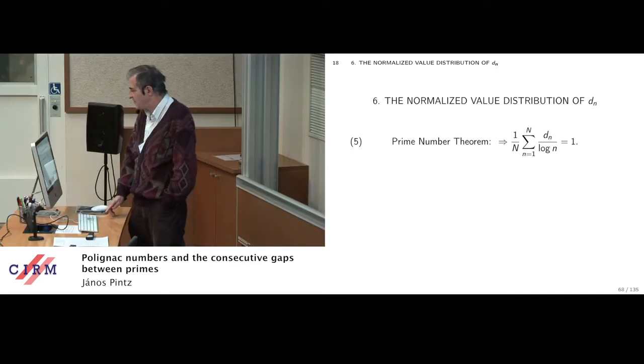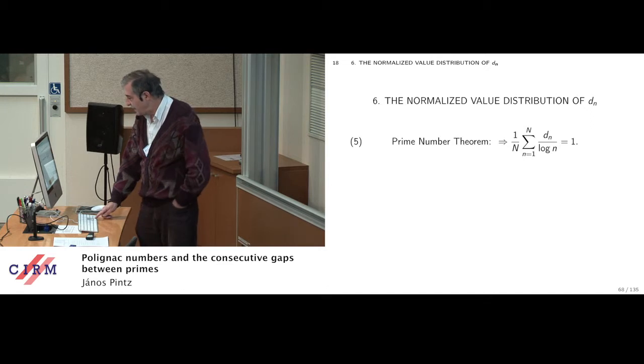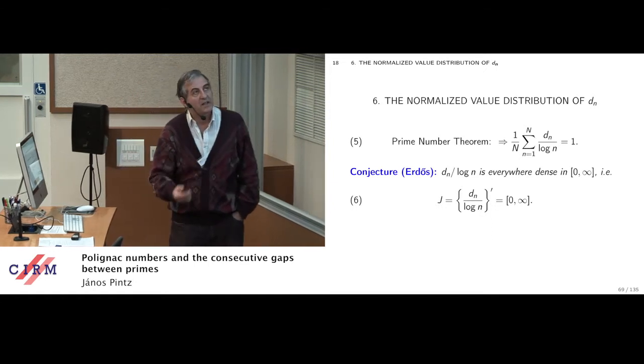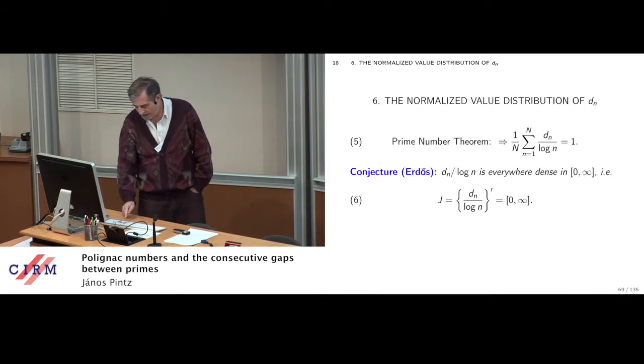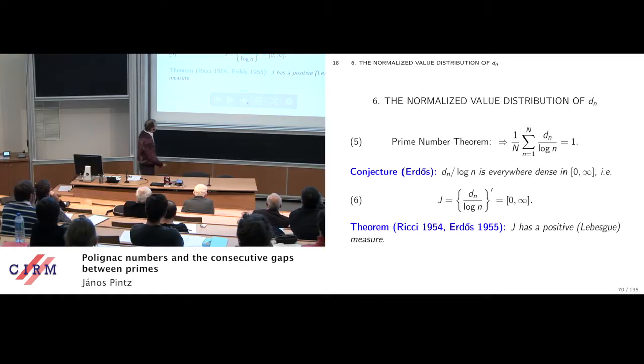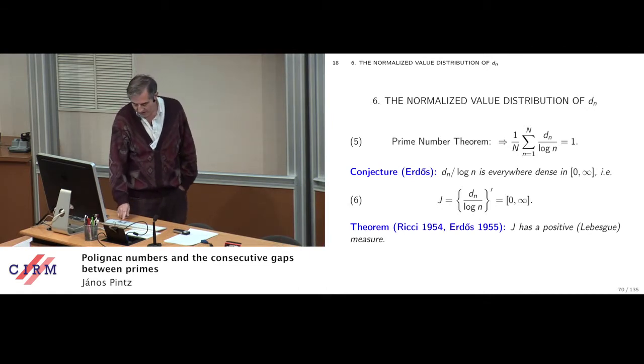Now, if we consider the normalized value distribution of d_n, then the prime number theorem tells us that the average value of d_n normalized by log n is just 1. Now, Erdős raised the question, if we divide by this average distance, his conjecture was that d_n over log n is everywhere dense in [0, infinity). For infinity, it was known already in 1931, but no concrete number was known for which this would be a limit point of the set d_n over log n, despite the fact discovered by Ricci and Erdős 60 years ago that the set has positive Lebesgue measure.